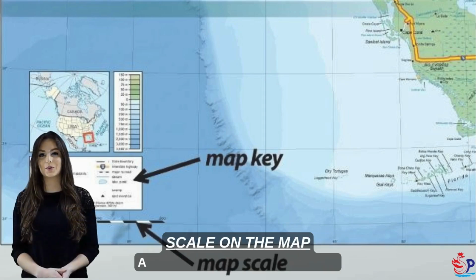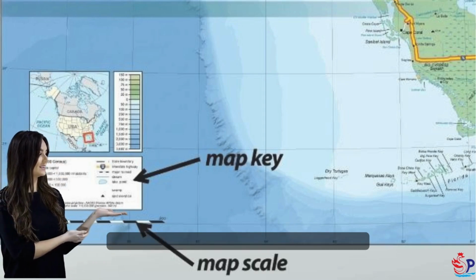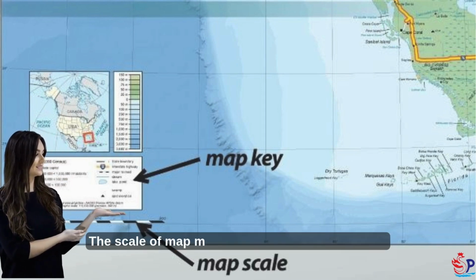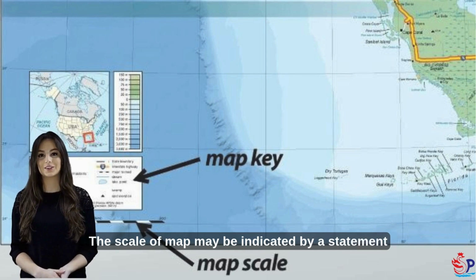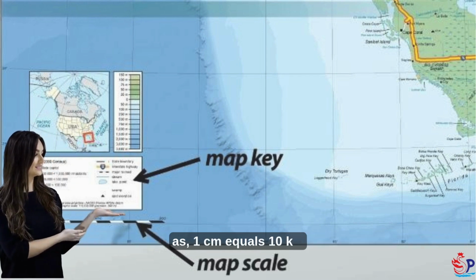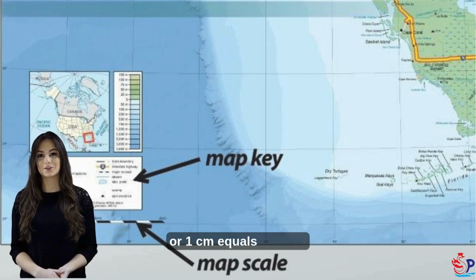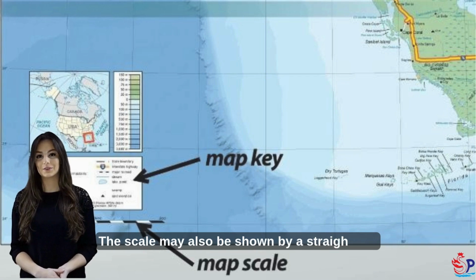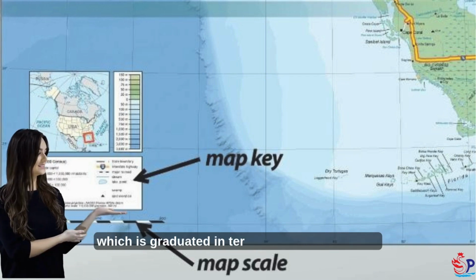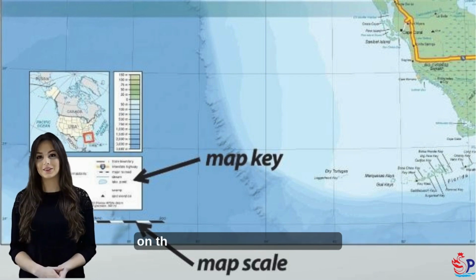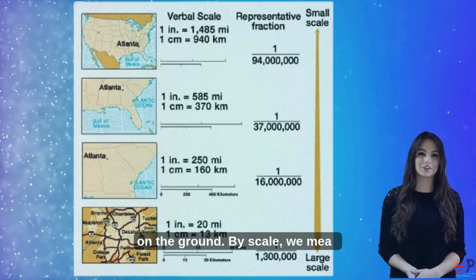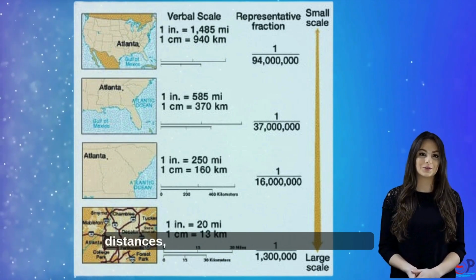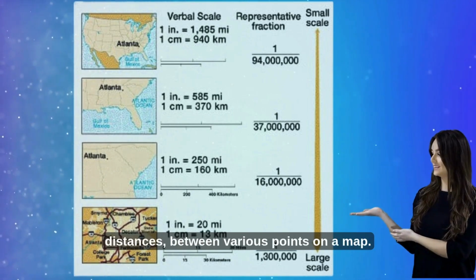Scale on the map. A map represents a portion of the Earth's surface, on a reduced size or scale. The scale of a map may be indicated by a statement such as 1 centimeter equals 10 kilometers or 1 centimeter equals 100 kilometers. The scale may also be shown by a straight line which is graduated in terms of actual distances on the ground. By scale, we mean a measuring line on a map, which helps us find correct distances between various points on a map.